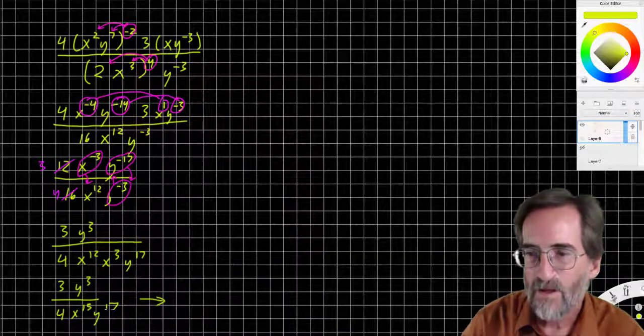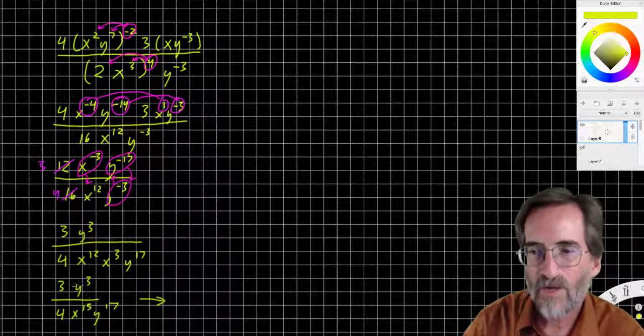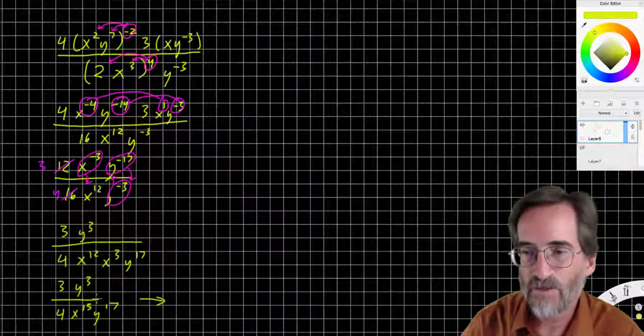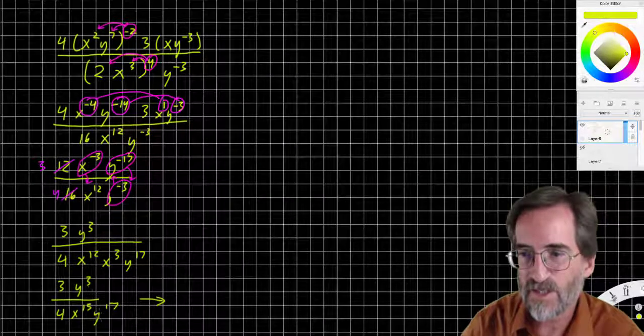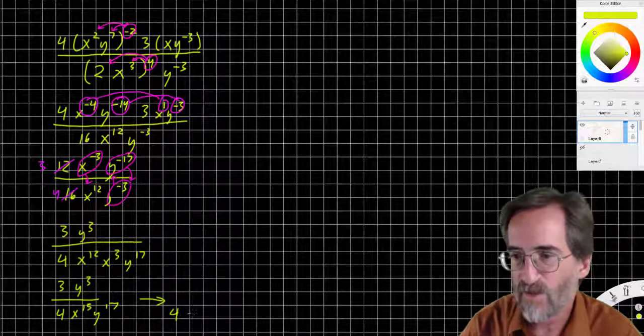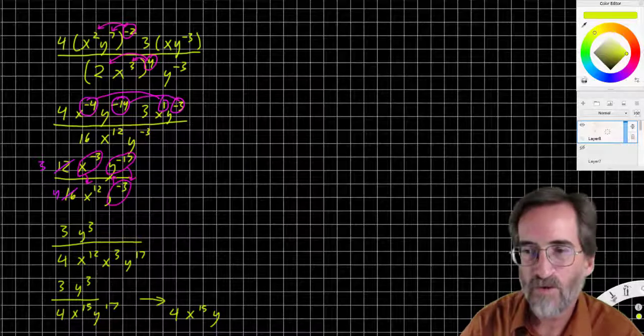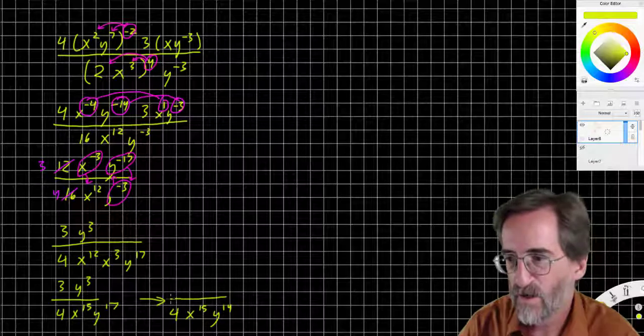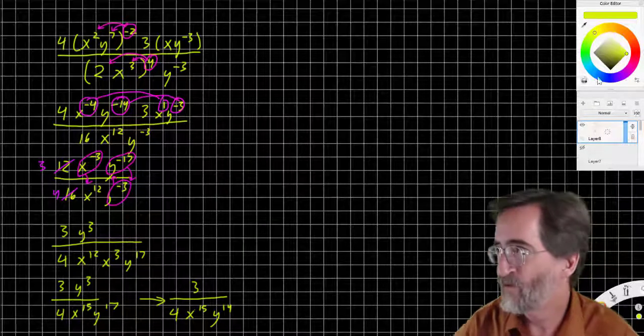Okay, so when you have a variable on top and bottom and want to simplify an irrational expression, what I do is I take the one with the largest exponent, I keep the y there. So 17 is bigger than 3. 17 take away 3. The quotient rule says to subtract the exponent. 17 take away 3 is 14. And there we have it.